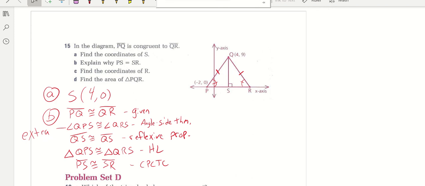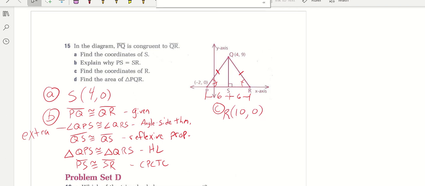On to C, find the coordinates of R. Well, from P to S, we're going from x equals -2 to x equals 4. That's a distance of 6, which means S to R is also a distance of 6. So if we're moving to the right, that's the x direction. We're going to add to our x coordinate. 4 plus 6 gives us 10. So we're at 10, 0 for point R. Point R is at 10, 0.